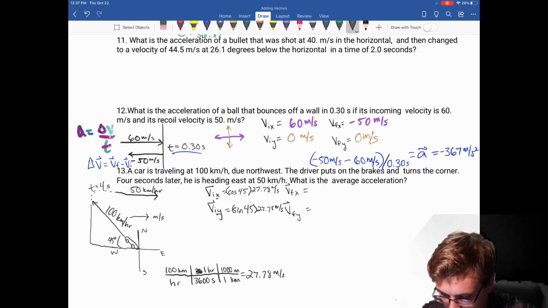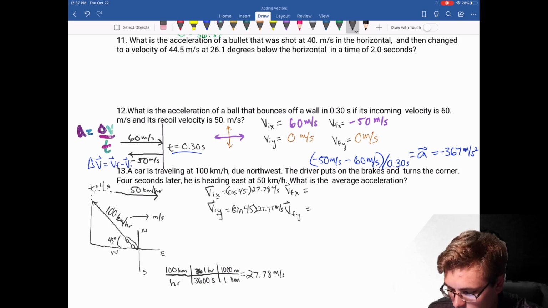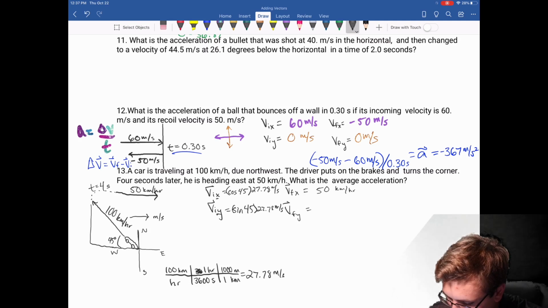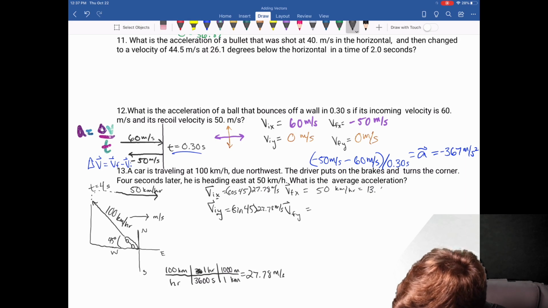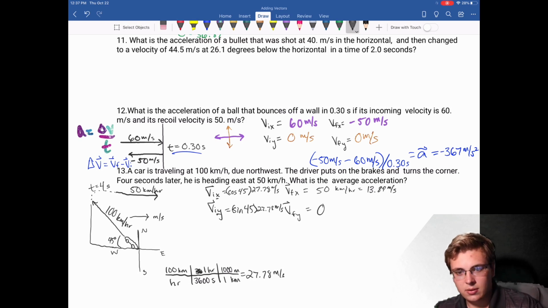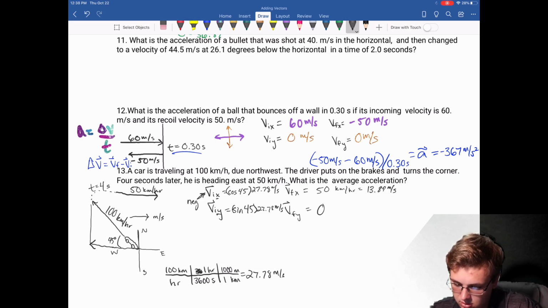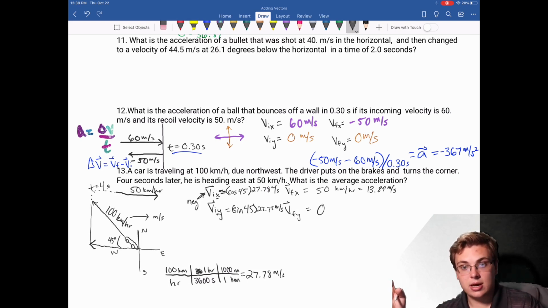Now our final velocity is just in the x direction. And we can see that in that x direction, it's going to be positive 50 kilometers per hour, which is also equal to 13.89 meters per second. And in our y direction, it's 0. By the way, if we look at our arrows, this should be in the negative direction, so make sure that this is negative, because cosine can be negative or positive based on where that was at.